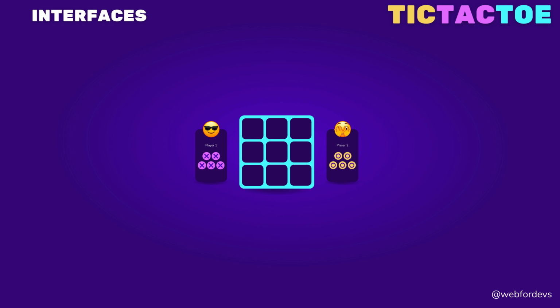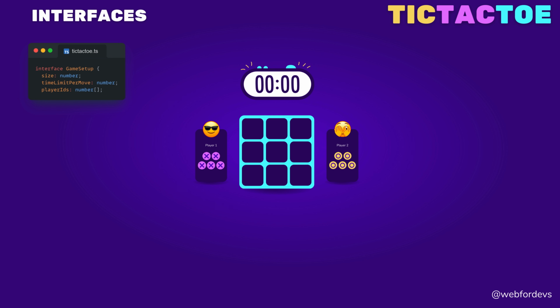Now let's talk about interfaces. When we initialize the game, users must provide some data. The first interface is game setup. The first field is size. Positive integer defines both the width and height of our board. Time limit per move. Seconds allowed for a player to make a move. Must be positive.